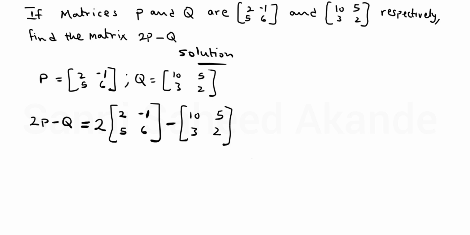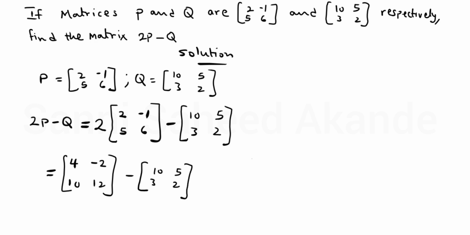Okay, so multiply this matrix by the 2. So everything inside this bracket, multiply it by 2. 2 times 2 will give us 4. Then 2 times minus 1 will give us minus 2. 2 times 5 is 10. 2 times 6 will give us 12. Then we are going to subtract that. So we have 10, 5, 3, and 2.